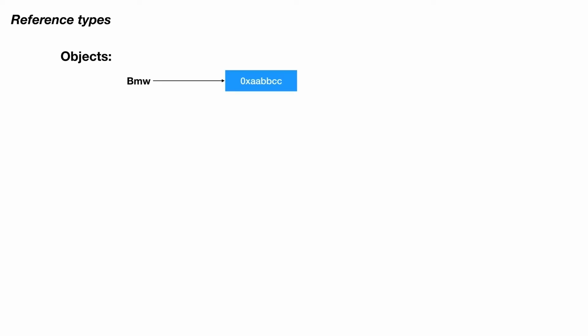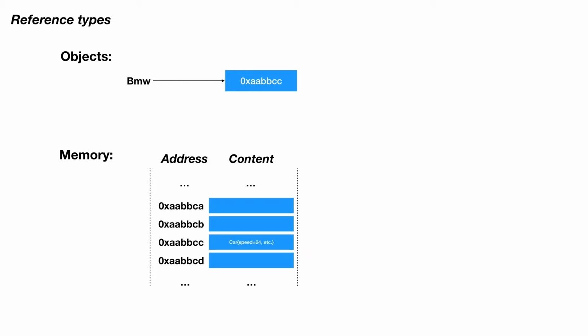So we have the BMW object, which doesn't really contain, in the traditional way of thinking, the real value of the object. It actually stores an address, a memory address, to a location in memory where that particular content of the car object is located. This address is basically a hexadecimal number, just for exemplification, and it points somewhere in the memory where that content can actually be located.